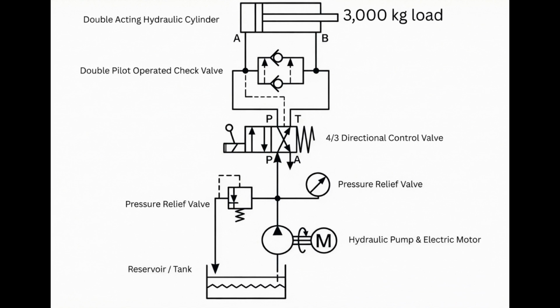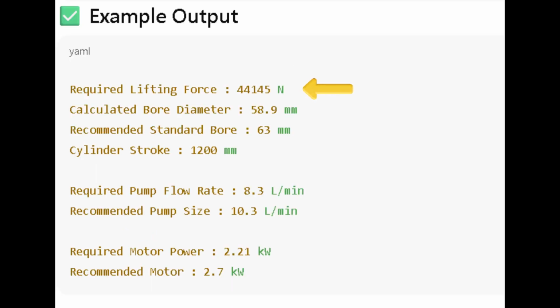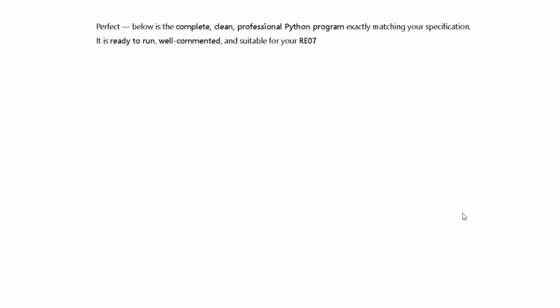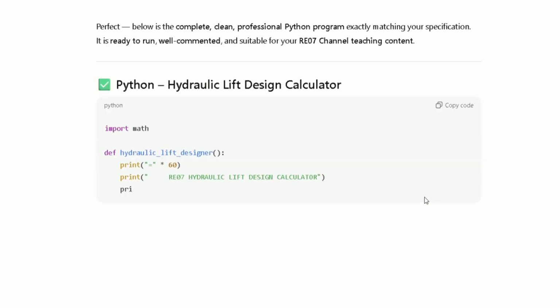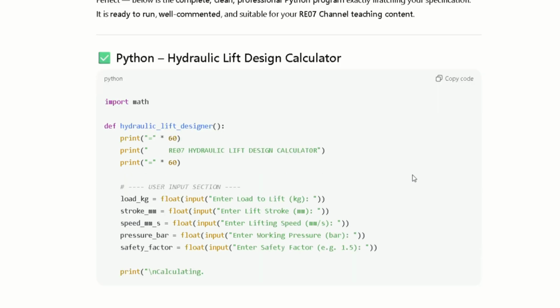Engineering best practices. When designing real hydraulic lifting systems, always remember: never exceed rated component pressures. Always include a pressure relief valve. Lesson summary. Today, we learned how to define hydraulic design input parameters, convert load into lifting force, calculate cylinder bore size, determine pump flow rate, estimate motor power, and automate the entire design using Python. This combination of mechanical engineering knowledge and programming automation is exactly what modern industrial engineers need.